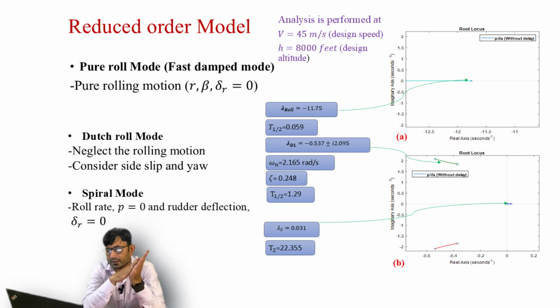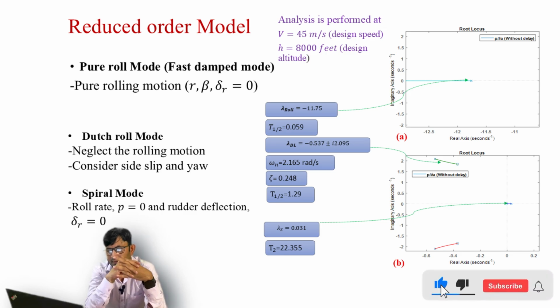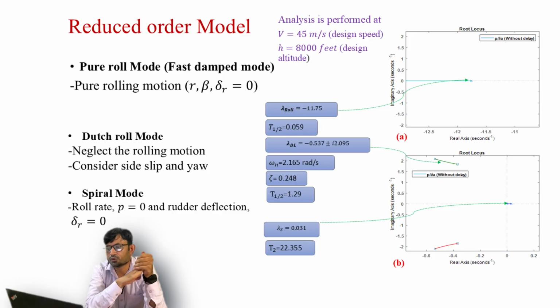Now in this case the time to half is 1.29. That means the pure roll mode is very fast. Compared to that, the Dutch roll mode is taking more time, more than a second. If you compare with the 0.059 case in the pure roll mode, you are taking more time here in the Dutch roll mode. Now the last one is the spiral mode.